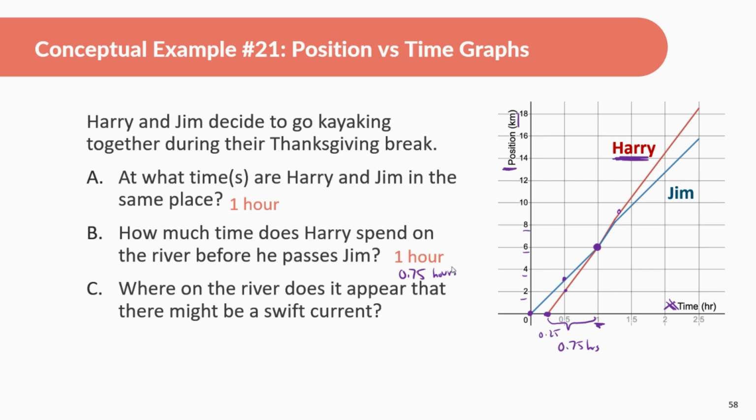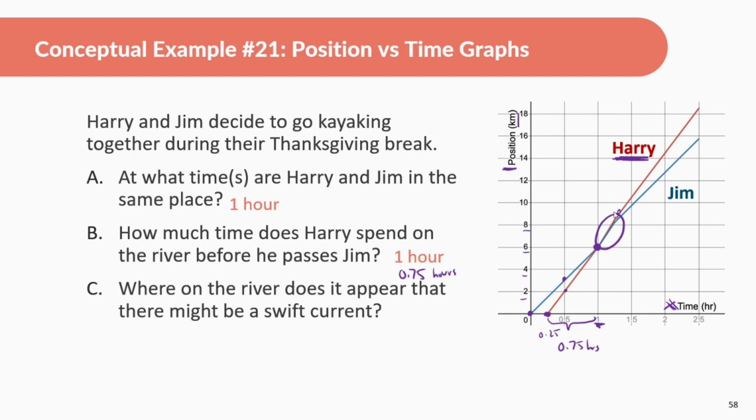So where on the river does it appear that there might be a swift current? When we're looking for a swift current or anything like that, what I would be looking for in this graph is, is there a point where they're both going faster? And we can tell if they're both going faster at a certain point when the slope is steeper. So I would say right around here, that's where there's probably a current.